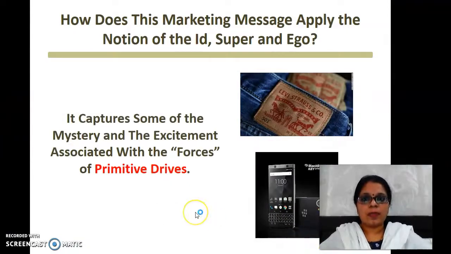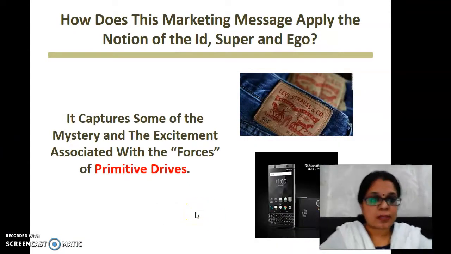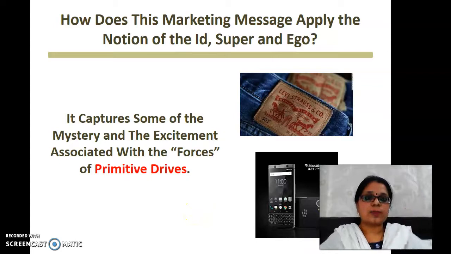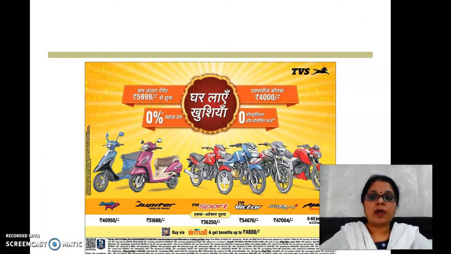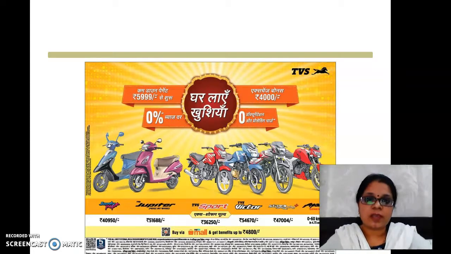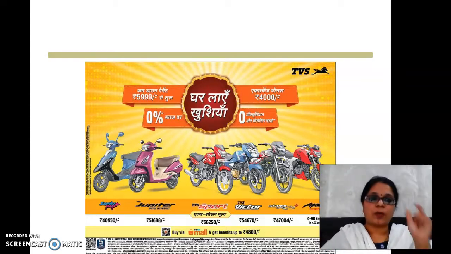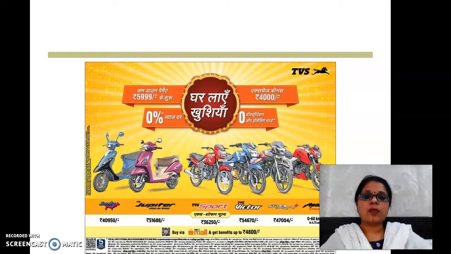So this is how even BlackBerry has used the concept of id, superego, and ego in its promotional strategy. Even on the screen, you can see there are different variants of TVS. All the variants cater to different personalities. You can talk about the id, superego, and ego states of the consumer, launching different kinds of variants and catering to the different consciousness of the consumer.